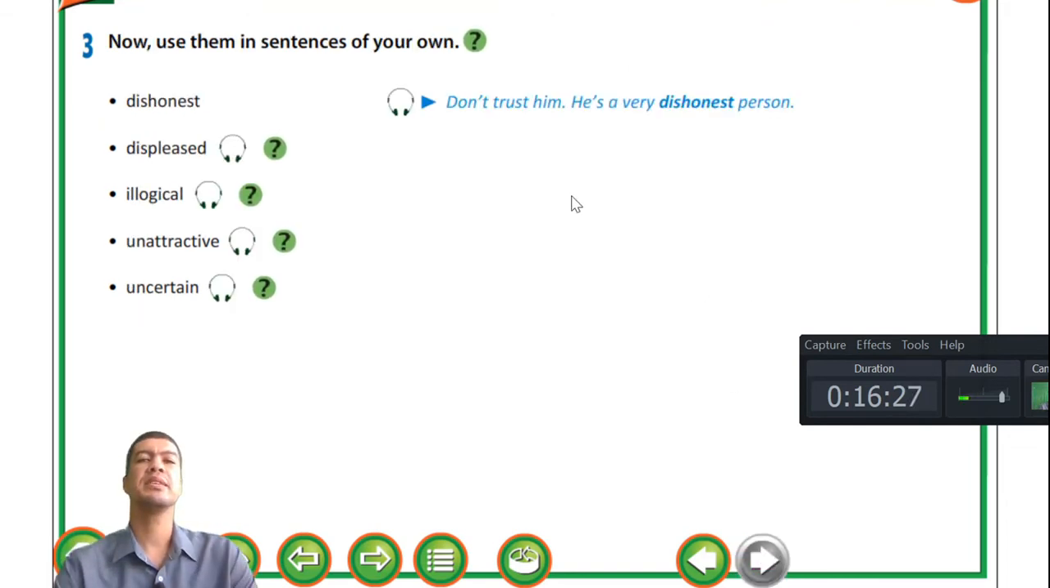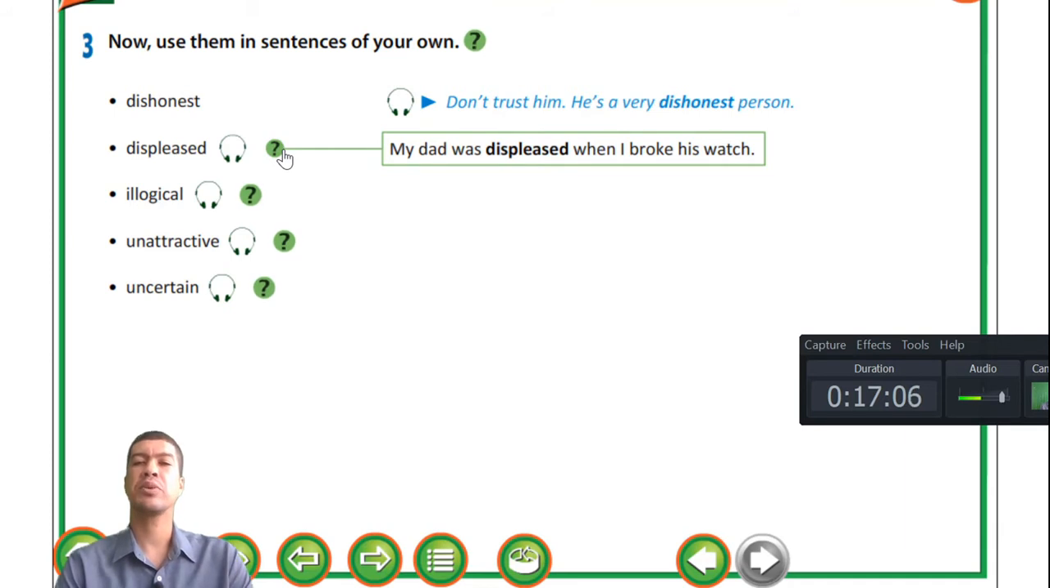Okay, now reuse them in sentences of your own. Once again, you can phone one of your friends on Zalo or Zoom or even WhatsApp, and you can practice with them. Now the first word, dishonest. If we had to make a sentence: don't trust him, he's a very dishonest person. We don't want any dishonest friends amongst us. Our next word, displeased. We can say, my dad was displeased when I broke his watch.